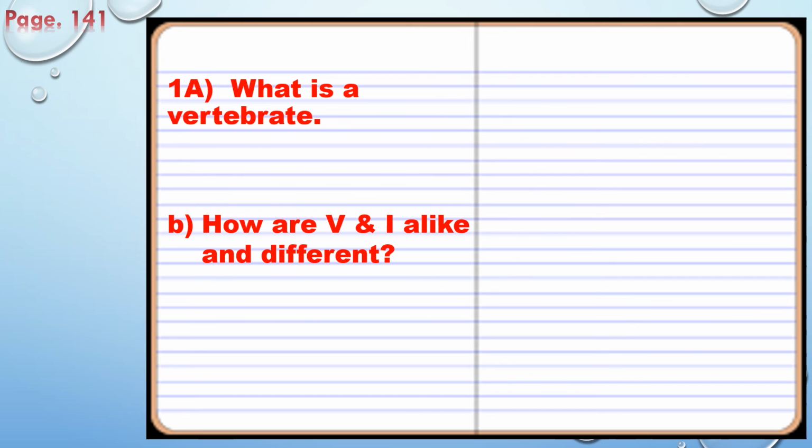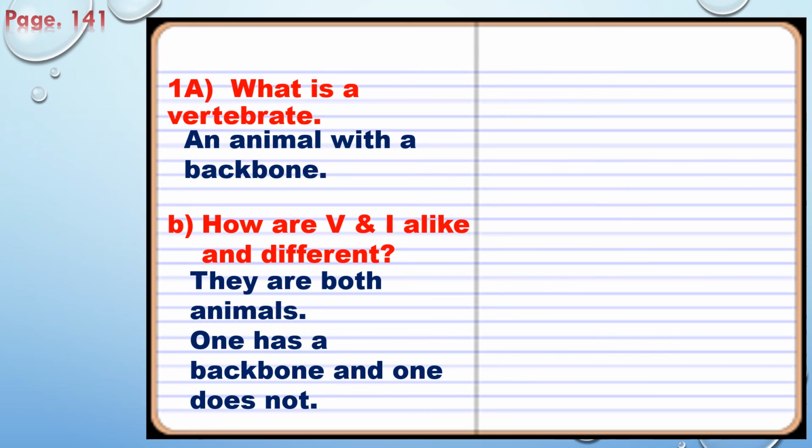All right, so when we look at this first set of questions, what is a vertebrate? Hopefully you know now, or already knew, that it is an animal with a backbone. And how are vertebrates and invertebrates alike, and how are they different? Well, they're both animals, right? They're both going to have those cells and things that classify them as a living organism. But the main difference between the two is that the vertebrates have a backbone where the invertebrates do not.